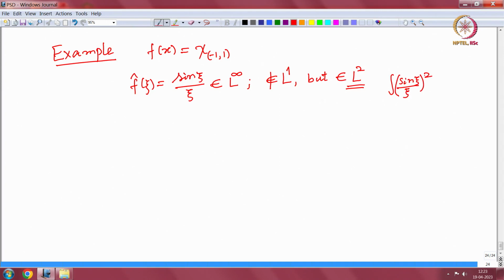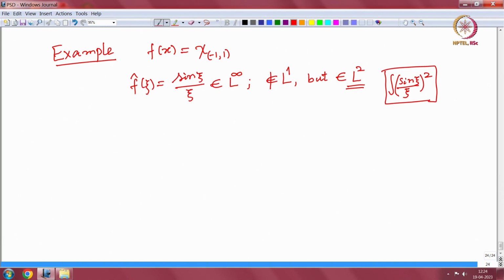Later on, when we study the Plancherel theorem and the Parseval relation, there is a relation between this integral and the L2 integral of the function f itself. That will come back. But for the time being, you can just do this computation and verify that this f cap is given by this simple expression. More generally, you can take any finite interval and compute its Fourier transform.